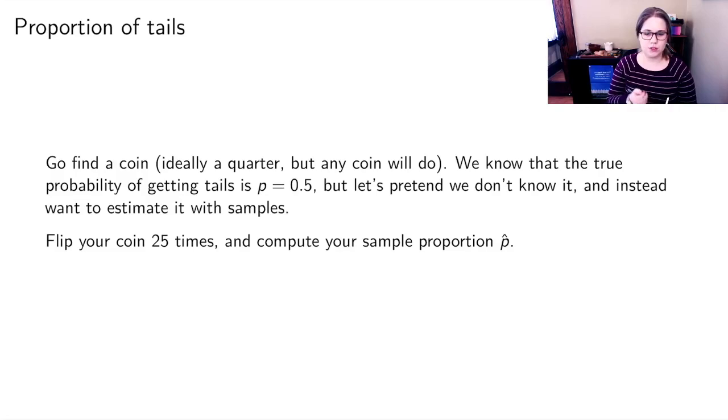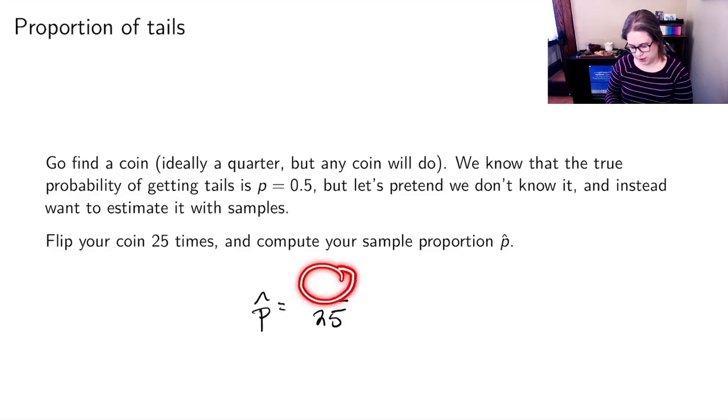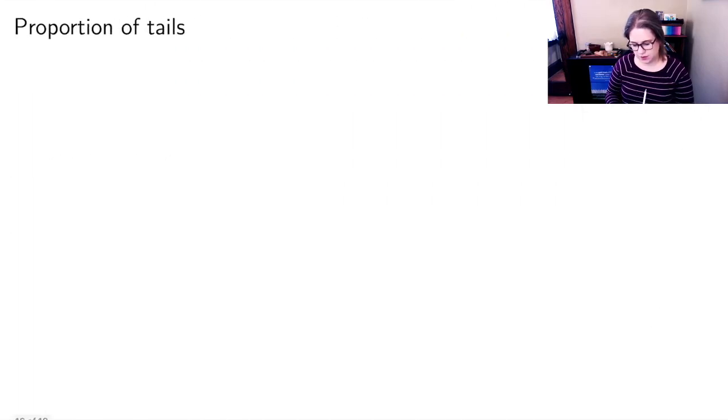So what I want you to do is flip your coin 25 times. So you flip it once, you look, is it heads or tails, and record that. And I want you to compute your sample proportion p hat. So you're going to find p hat is equal to however many tails you get out of 25. But everyone is going to have a different number here. And then in synchronous class, we're going to build a sampling distribution of our sample proportions.